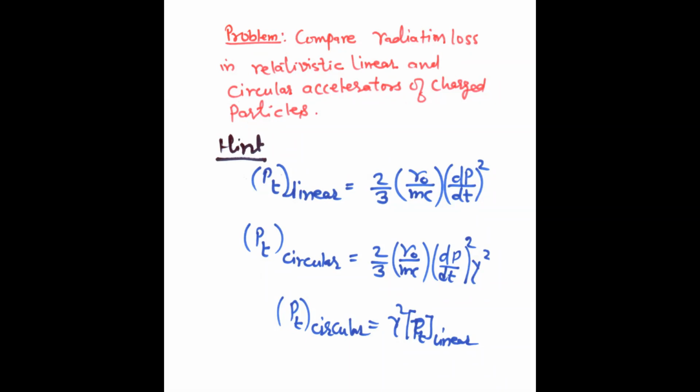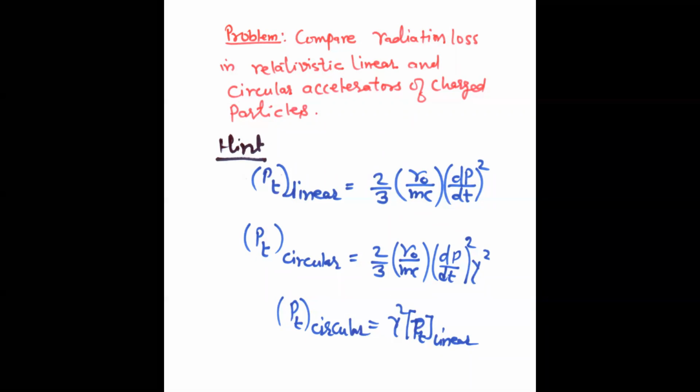So 1 minus something will be a positive term, and it will be less than 1. So finally, when we divide, 1 upon 0.something will always be larger than 1. So the relativistic factor is always larger than 1 for a particular value of velocity. So the power loss in the circular accelerator is larger than the power loss in the linear accelerator. How many times? Gamma square, and gamma you can calculate.